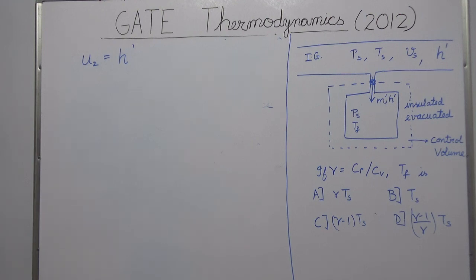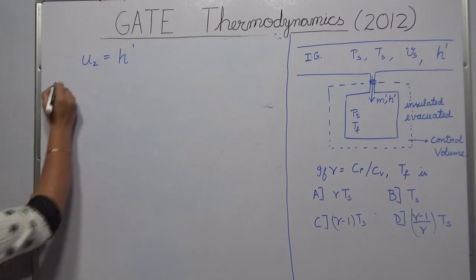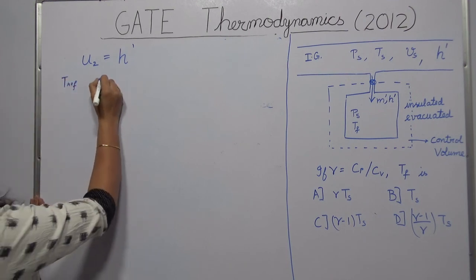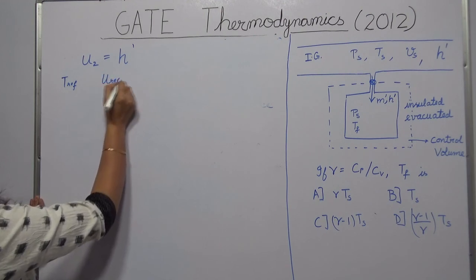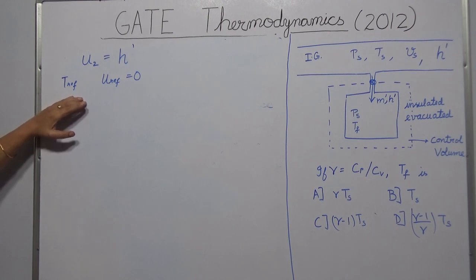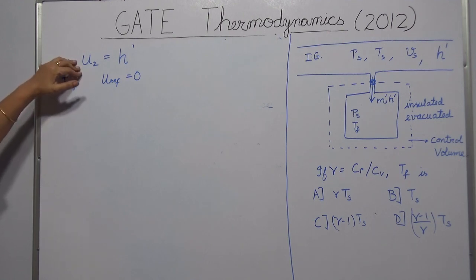Now you know that the absolute values of internal energy and enthalpy cannot be calculated. So we are going to define a reference temperature T reference such that at this reference temperature I have U reference which is equal to 0. I am just defining a reference temperature in order to calculate these quantities.